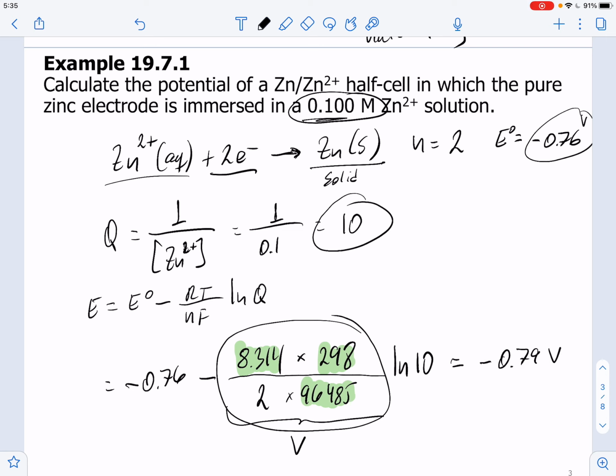So for that particular half cell, when the concentration of zinc 2 plus is 0.1 and not 1 molar, the potential of that half cell is going to be minus 0.79 volts. Okay, it becomes a little more negative than what you had initially.